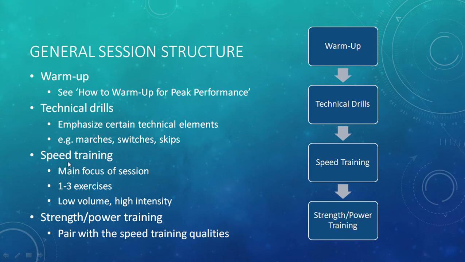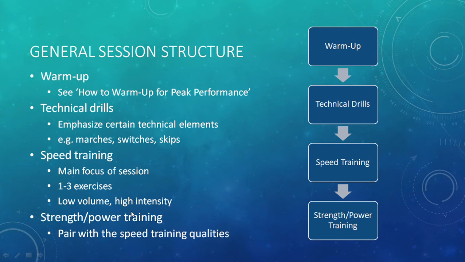So when we get into the actual main speed training session, that's when we want to work at 100%, and that's going to be the main focus of the session when we're actually going to get the adaptations. So in general, we sort of want 1 to 3 exercises, not really any more than 3 exercises because the quality will start going down. And we want very low volumes, or could be moderate volumes depending on your focus.